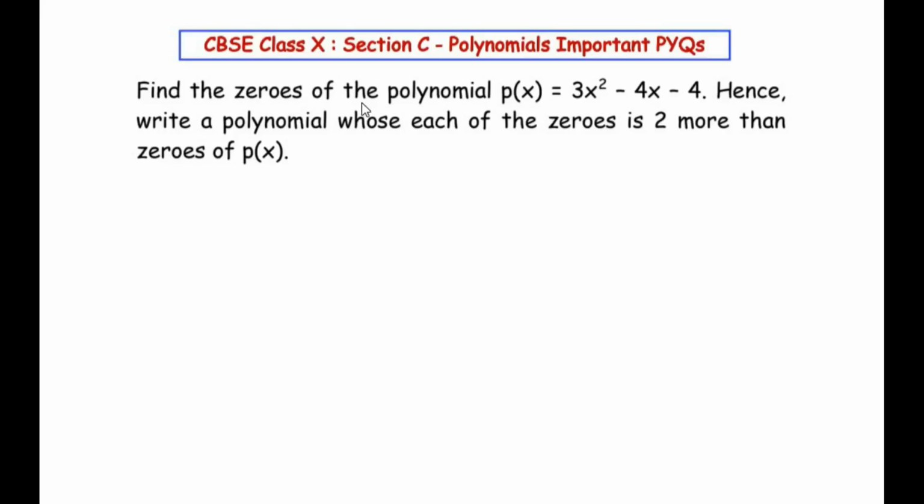Find the zeros of the polynomial p of x is equal to 3x square minus 4x minus 4. Hence, write a polynomial whose each of the zeros is 2 more than zeros of p of x. Now this question is very similar to the previous one we have done. So if you want, you can pause the video and give it a try.